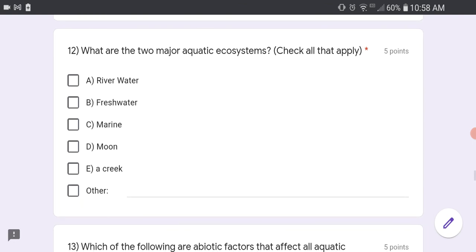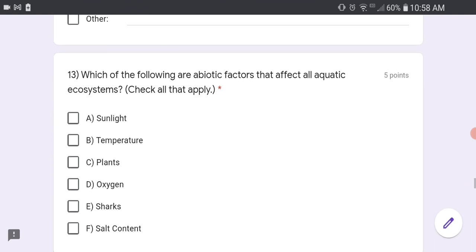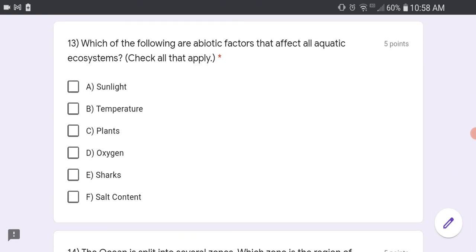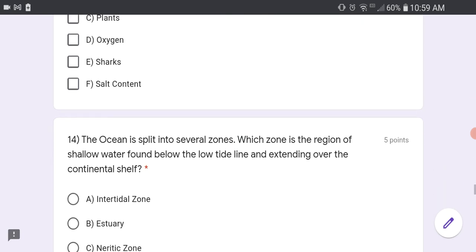Number 12. What are the 2 major aquatic ecosystems? Check all that apply. Is it A, river water, B, freshwater, C, marine, D, moon, or E, a creek? Number 13. Which of the following are abiotic factors that affect all aquatic ecosystems? Check all that apply. You have A, sunlight, B, temperature, C, plants, D, oxygen, E, sharks, and F, salt content.